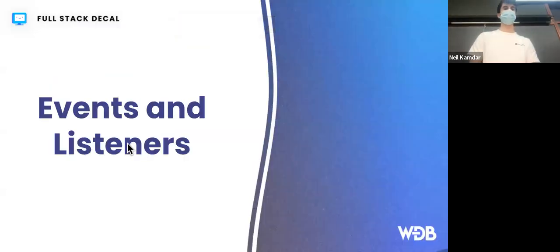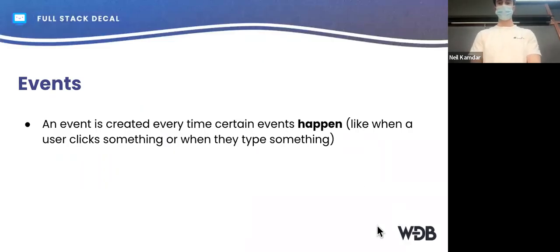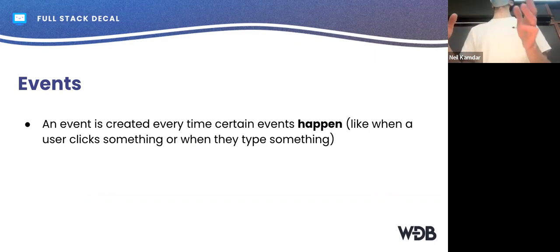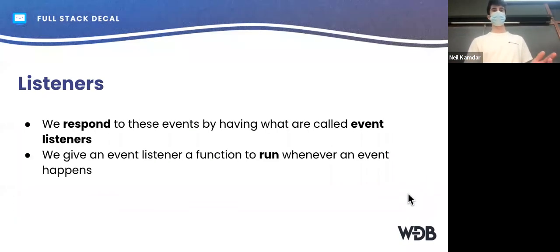Awesome. Okay, now we're going to talk about events and listeners. So let me hide this. An event is created every time certain events happen. So for instance, we just talked about an event where an on-click happened, right? We're always looking for events, and essentially when we're developing our website, we're constantly looking for events to act upon. So events are just something that we create whenever we want something to happen.